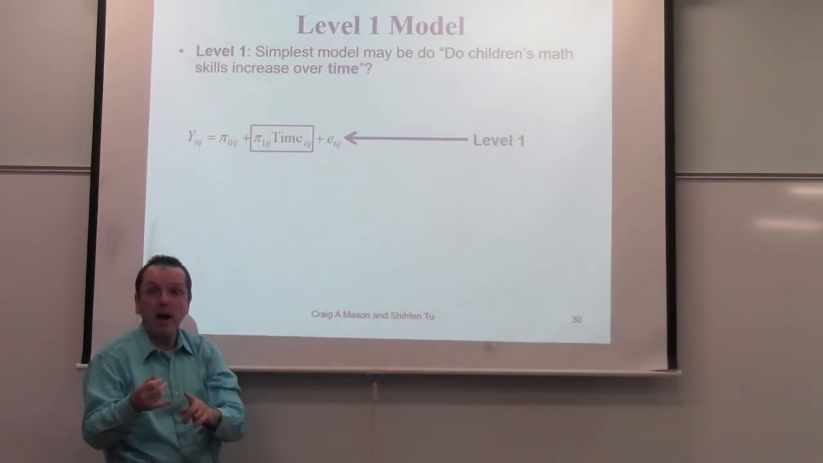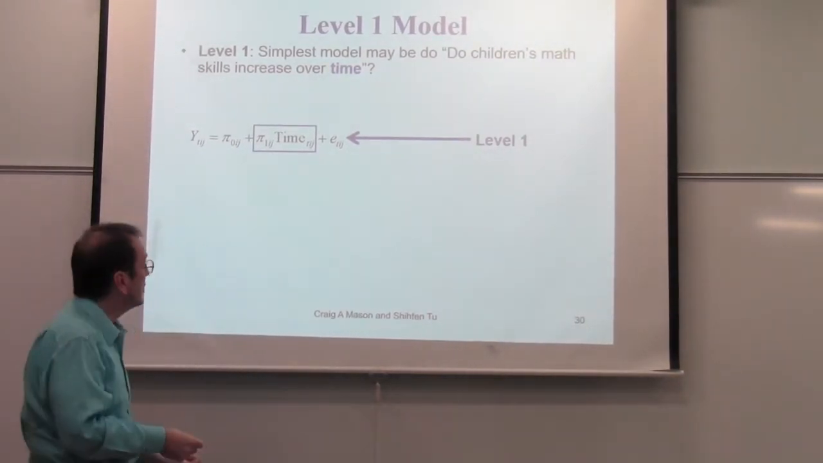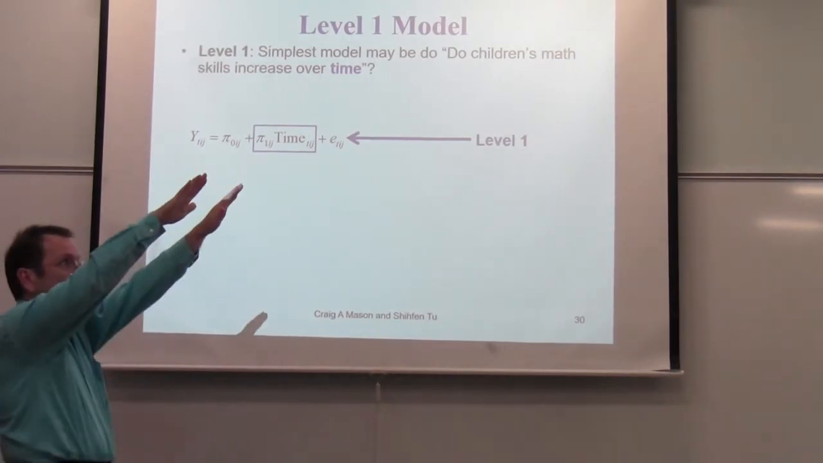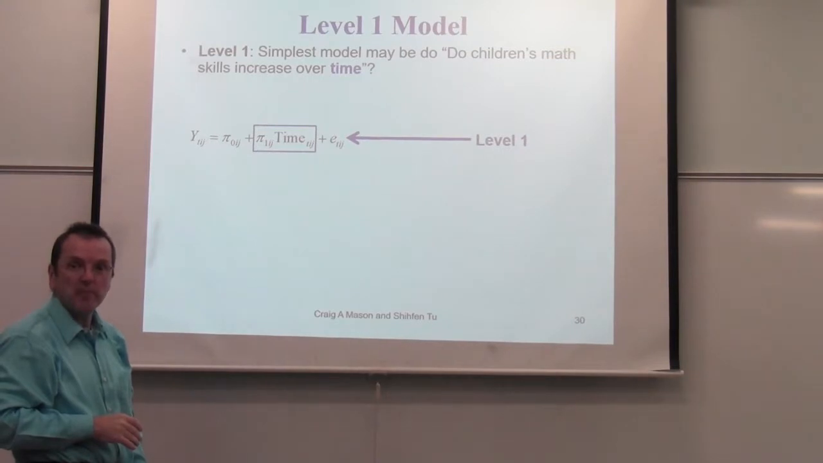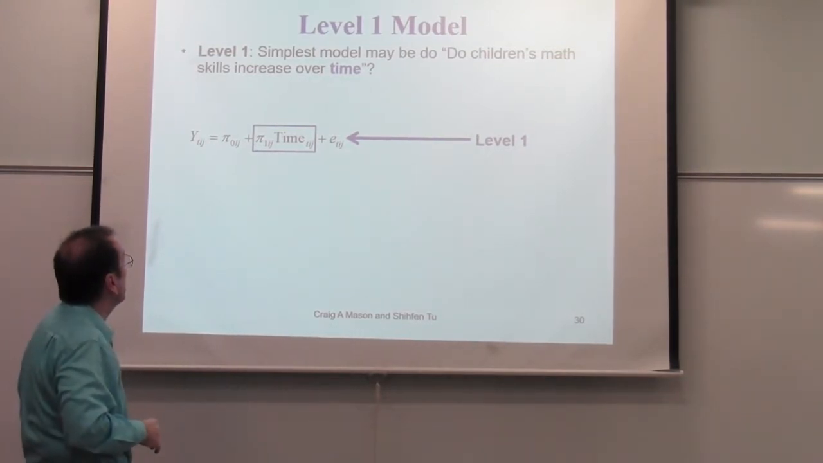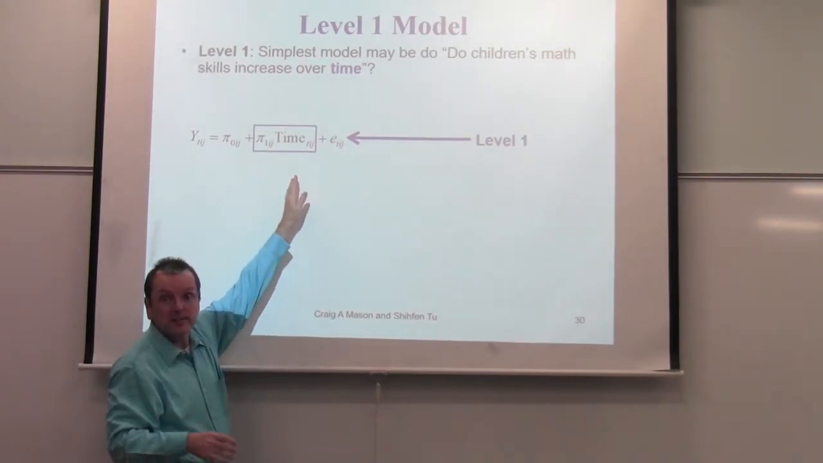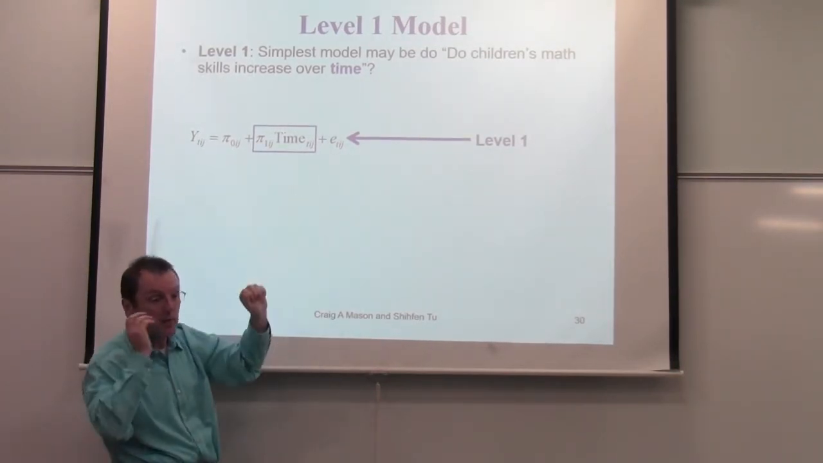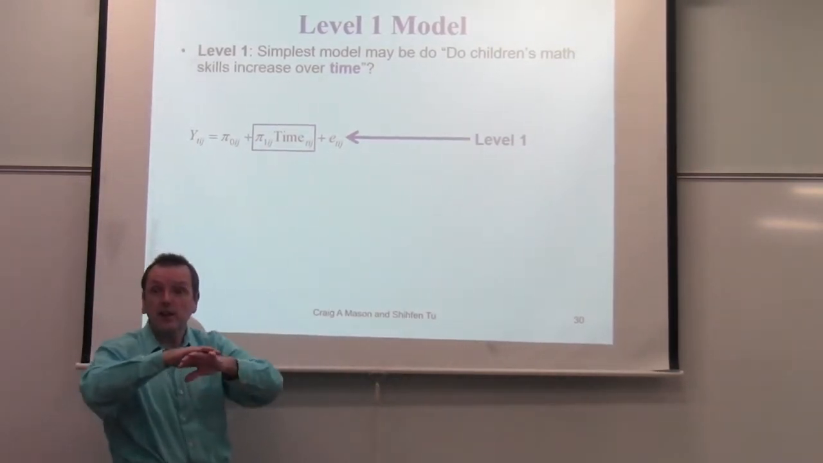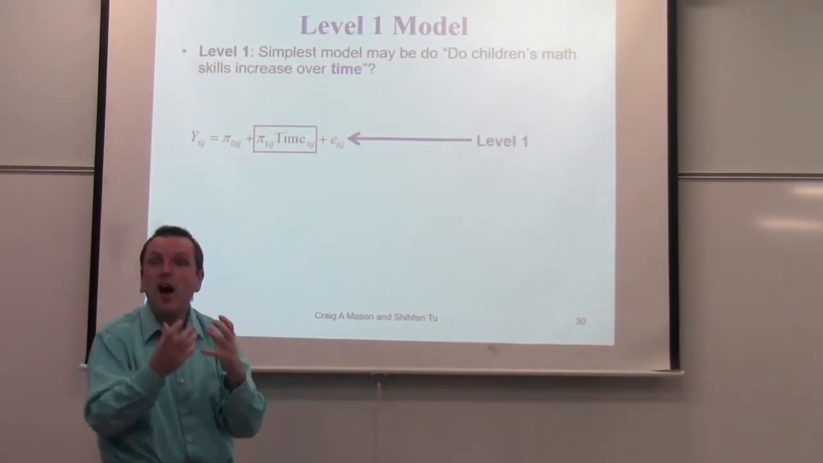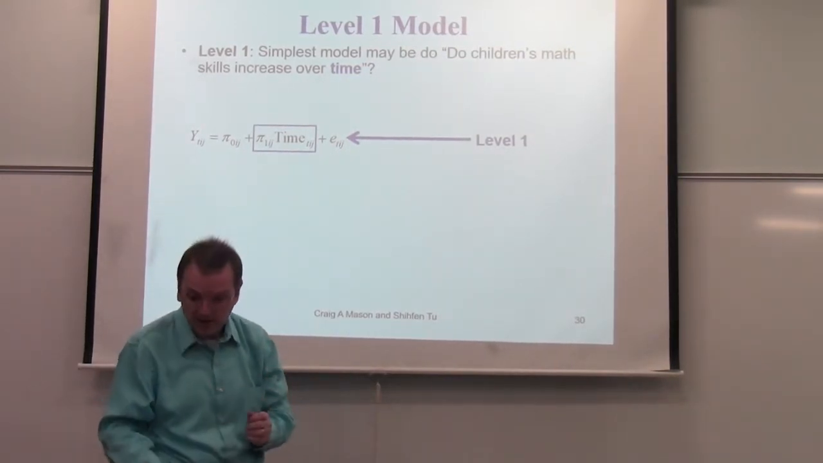Notice we're not talking about what type of school or what type of kid. This is just looking at whether the scores increase over time. Now notice, though, there's a whole bunch of pi 1 ij's, because every kid at every school has their own. But here we're looking at the time effect in the very simplest way, just time all on its own.